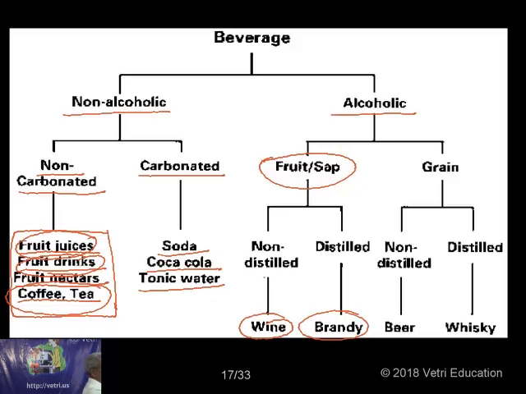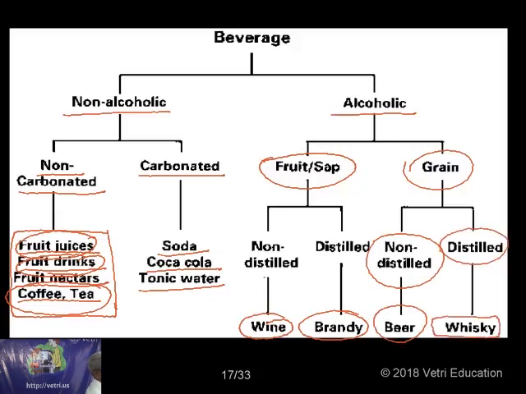Then what is made from the grains? You take the grains and soak them in water, and afterwards you either distill it or do not distill it. The non-distilled one is called beer, and the distilled one, a very good example is whiskey. So this beautiful classification tells you about the different types of products that are derived with the help of the microbes.